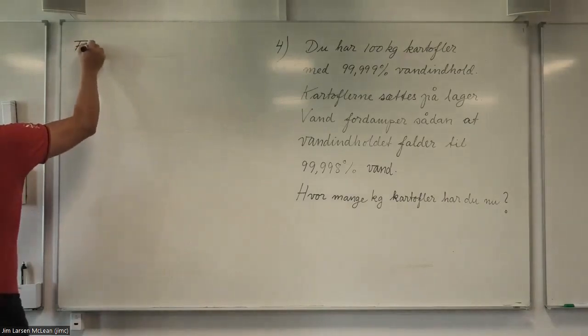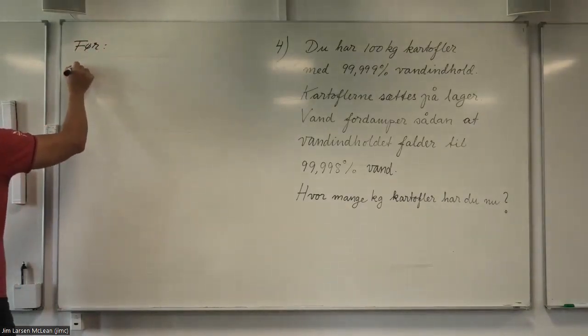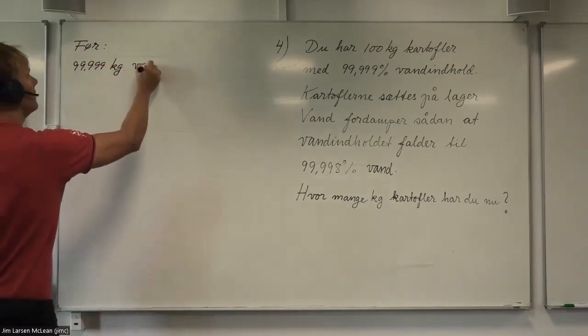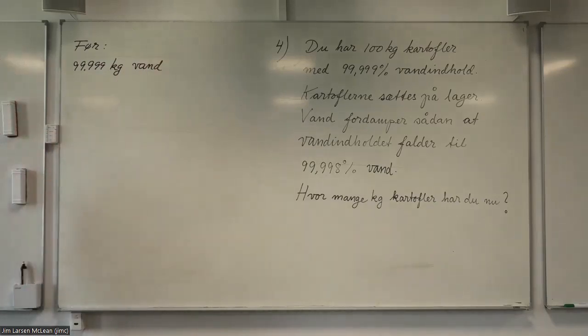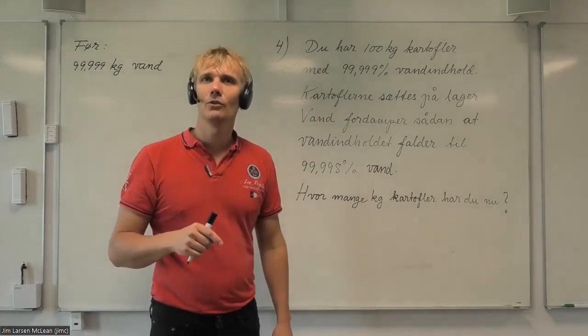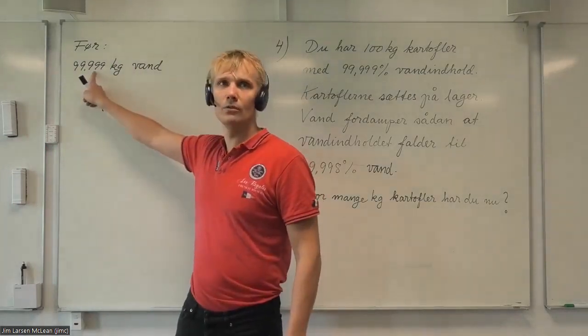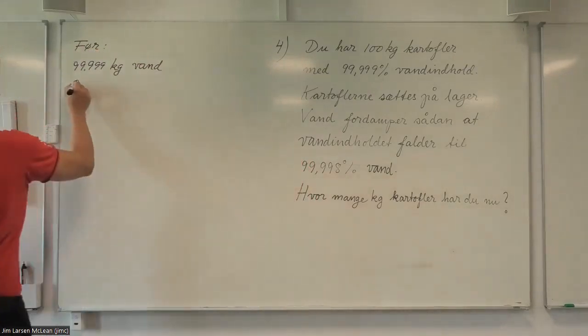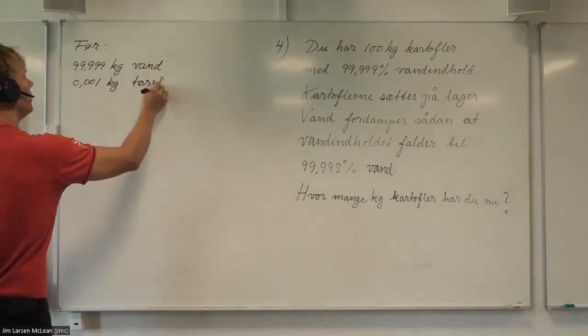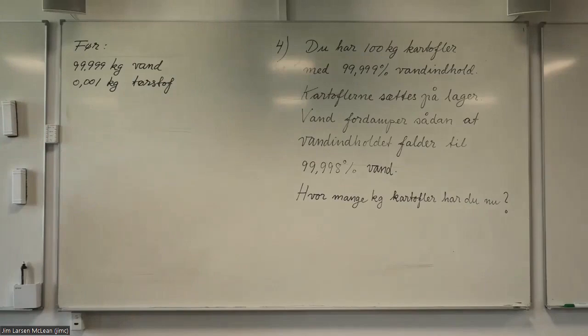To tackle this, we know the following. We have 99.999 kilograms of water. That's how much water is in the potatoes before we dry them. Why? Because there was 99.999% water, and if that's by mass percentage, then it must be 99.999 kilograms of water. But if there are 100 kilograms of potatoes, and some is water and some is not, how much is not water before we dry? It must be the remainder up to 100. So it's 0.001 kilograms of dry matter before we start drying the potatoes by storing them.